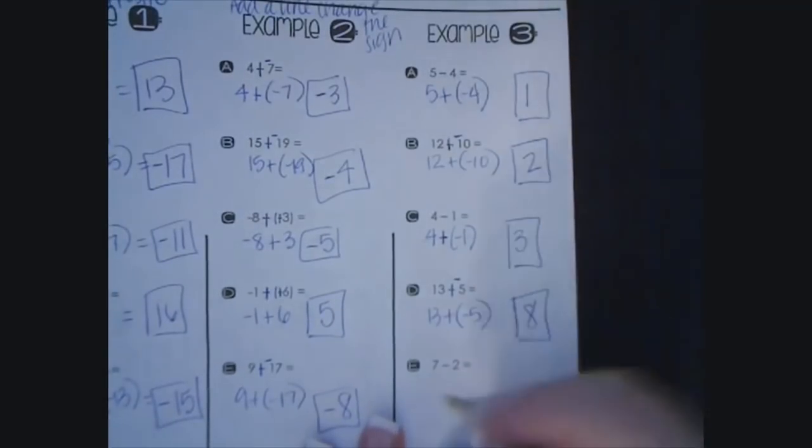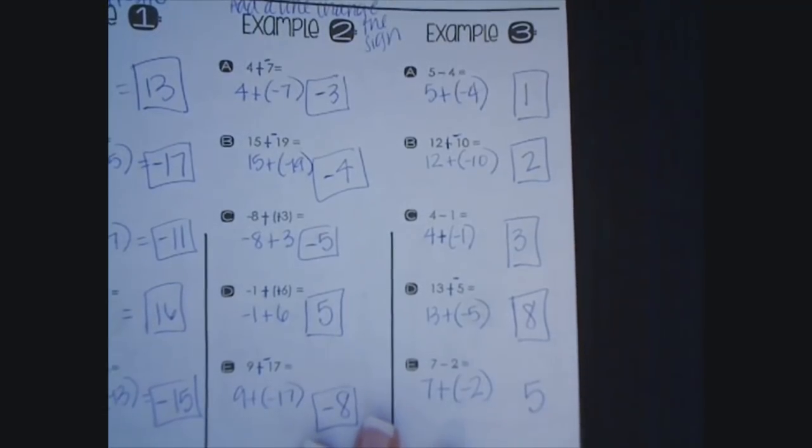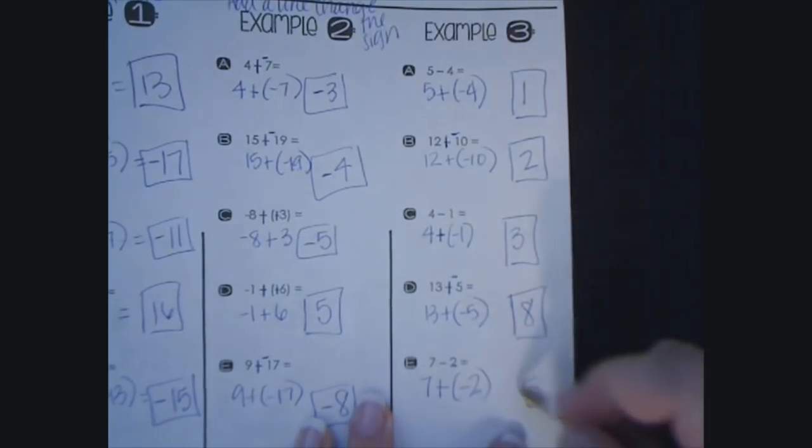All right, and 7, I'm going to add the opposite. Opposite of positive 2 is negative 2. My signs are different, so I'm going to take the difference. That's a positive, that's a negative. So 7 minus 2 is 5. Which one has the greatest absolute value? That's 7 spaces from 0, and that's only 2. So this one has the greatest absolute value, positive 7. So my answer is positive 5.